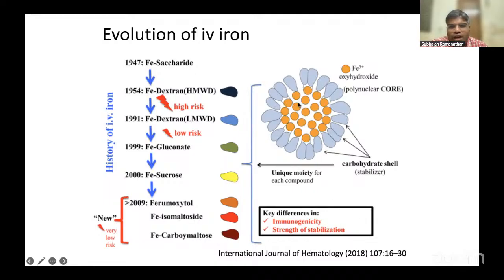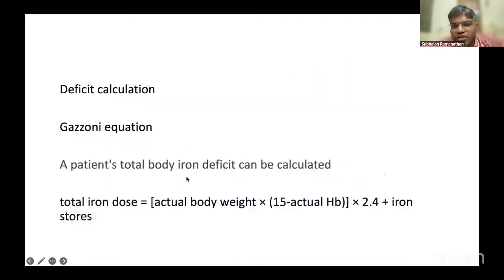So whatever free iron is available outside the shell can cause reactions. The free iron not incorporated within the shell can lead to those reactions. That's why in iron sucrose, the chances of reaction are slightly more in comparison to carboxymaltose, because free iron might be more. Only 200 milligrams of elemental iron can be incorporated within that shell. So that is one reason it is given in multiple doses. Beyond that, it cannot be incorporated within the shell.